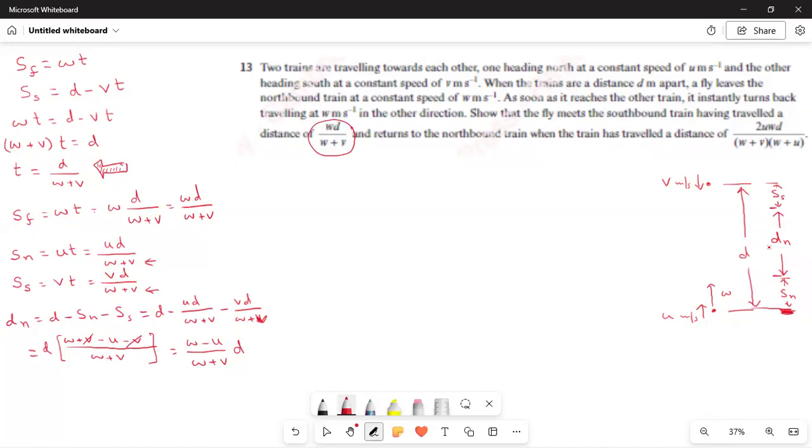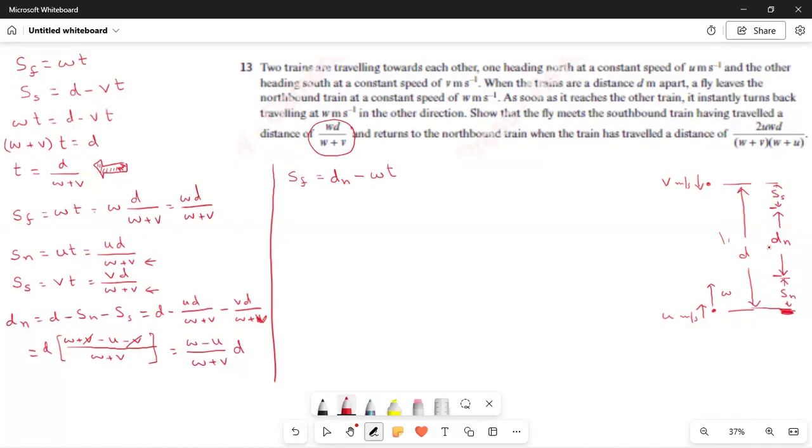Okay, now what happened after this? The fly starts going back to the northbound train, right? So what is the new distance traveled by the fly, or the new position of the fly? This is going to be the total distance Dn minus the speed of the fly into a new time, right? Now I'm counting time after this much time, the time when the fly is starting to go southbound.